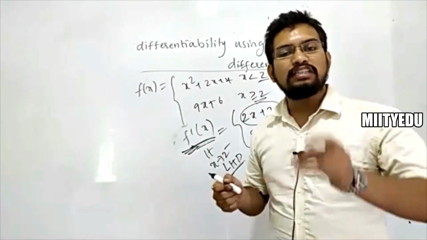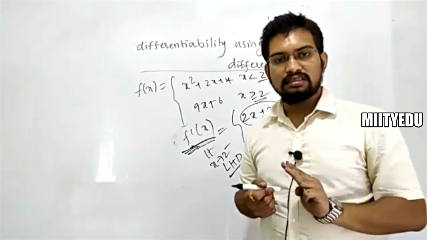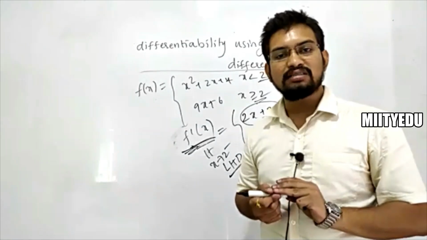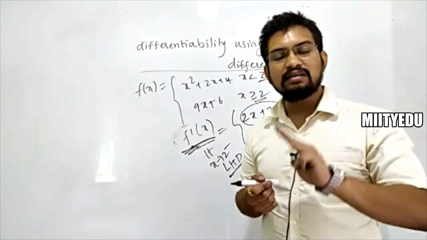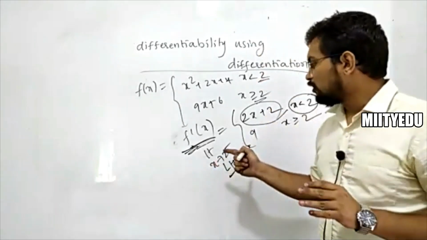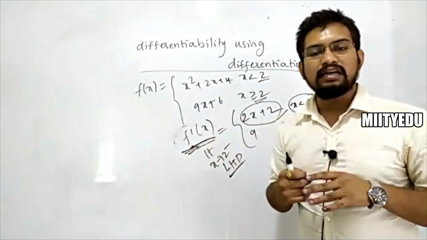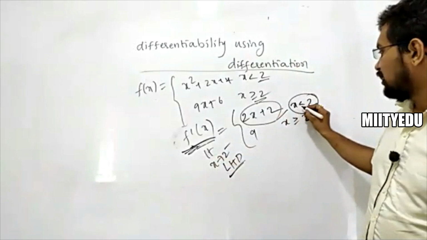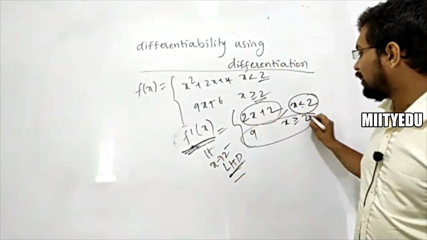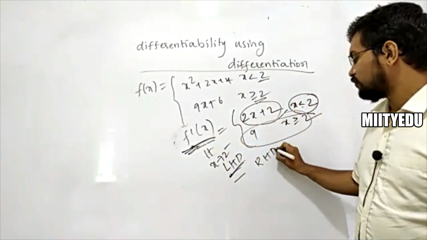In continuity, you are checking 3 things. What are those 3 things? Left hand limit, right hand limit, and value of the function. Here, for this differentiated function, if you find the left hand limit at this point, that is nothing but the left hand derivative. If I find the right hand limit at this point in this new function, that is nothing but the right hand derivative.